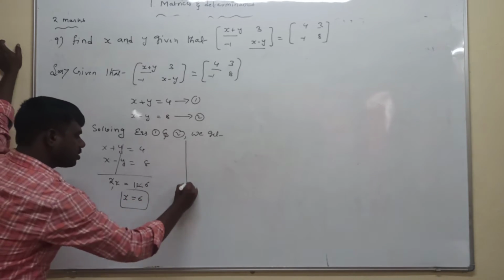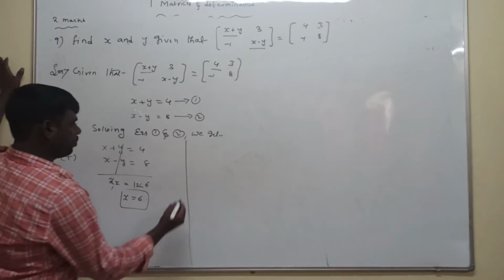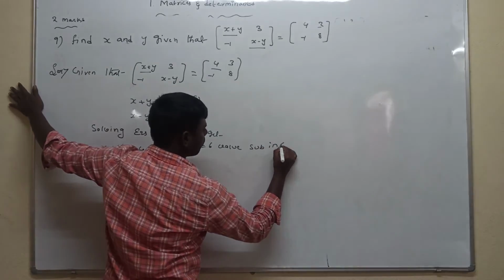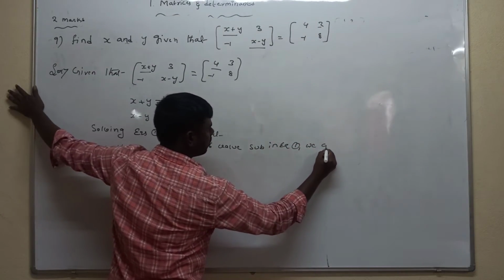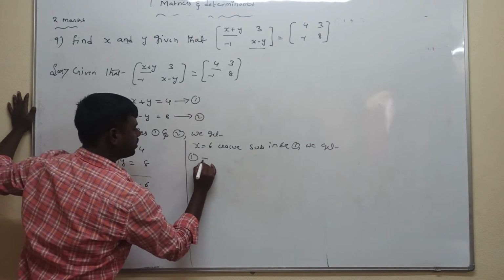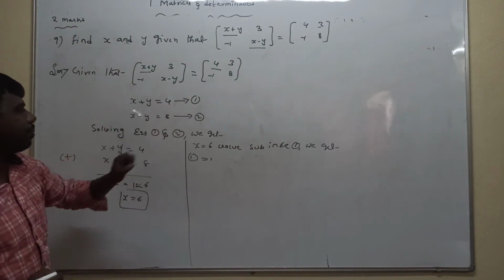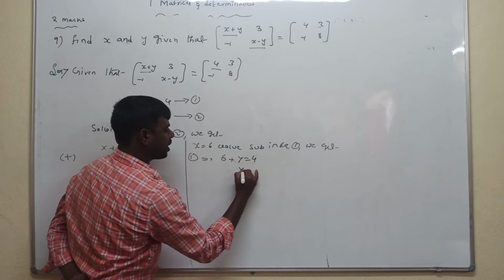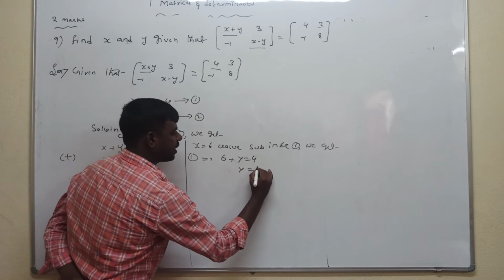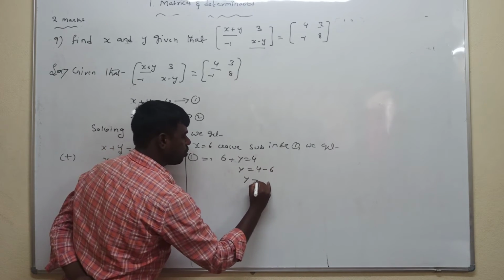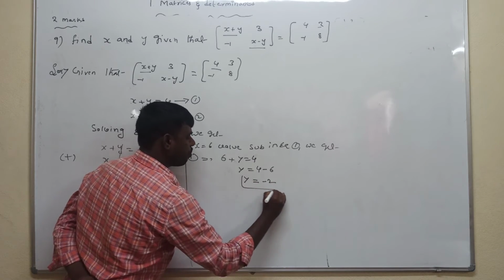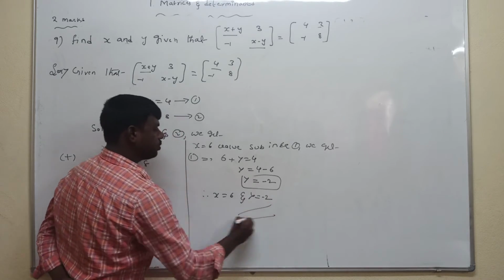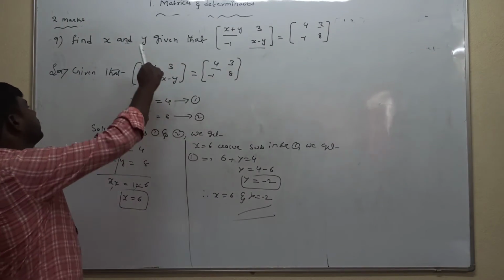Now substitute the x value in either equation number 1 or 2. Substituting x is equal to 6 in equation number 1, we get 6 plus y is equal to 4. Taking the constant term to the other side, y is equal to 4 minus 6, that value is minus 2. Therefore x is equal to 6 and y is equal to minus 2. This is the required solution for the ninth one.